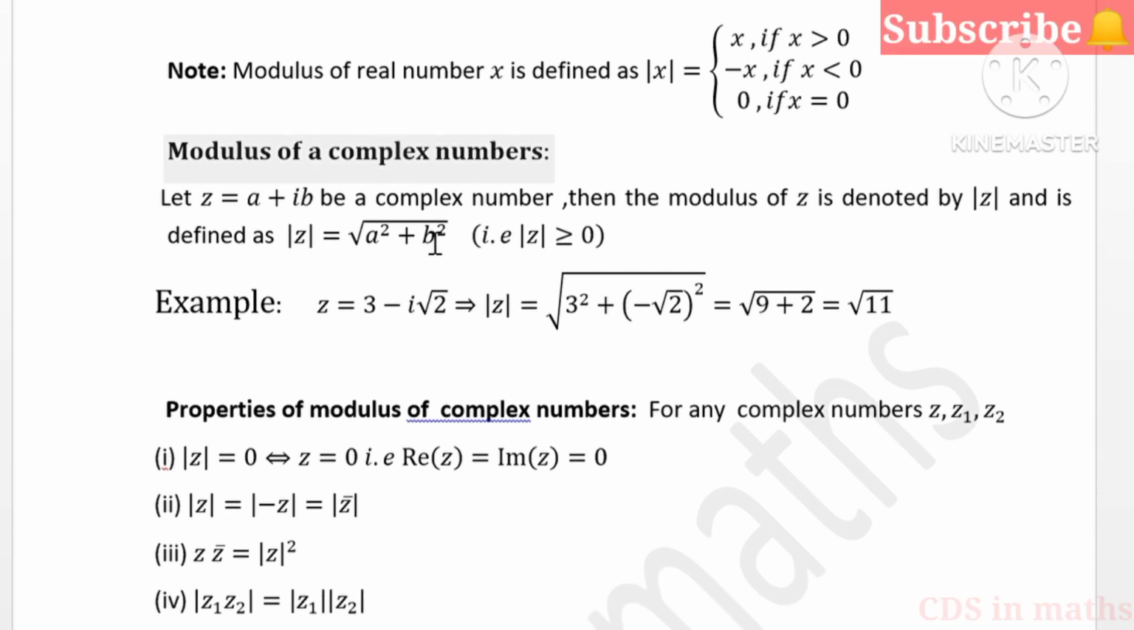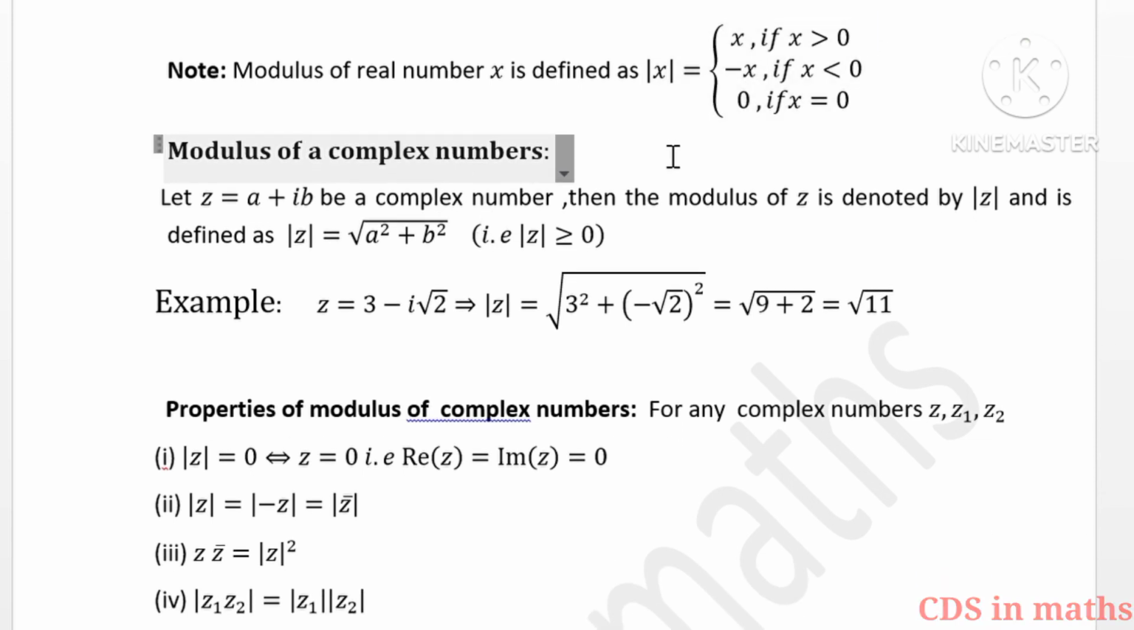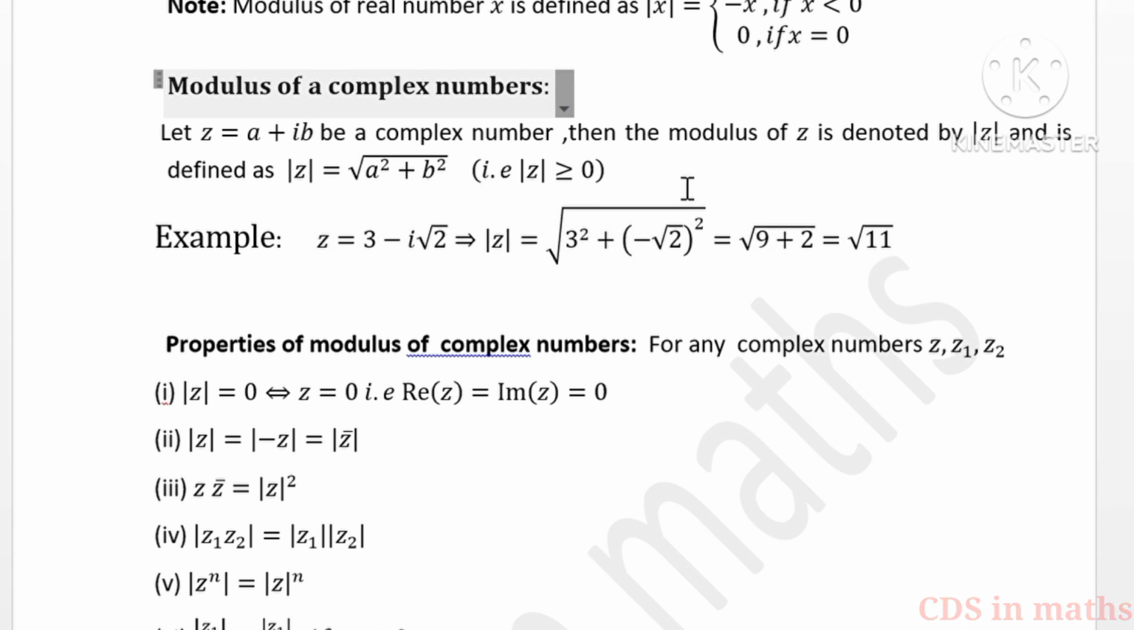Now for a complex number, we cannot use this definition because a complex number is a combination of a plus ib. So this definition will not be applicable. So what is the definition of complex number modulus? Let's see it. Say a plus ib is a complex number, named z. Then the modulus of z is denoted, like your real number, as z inside mod, and is defined as follows. Now this is the definition.